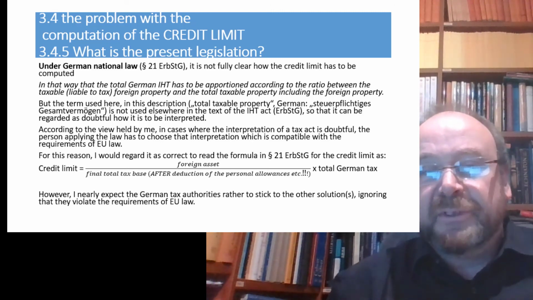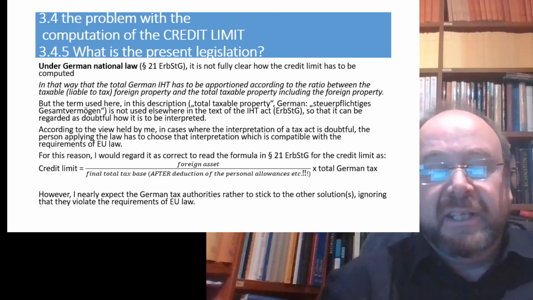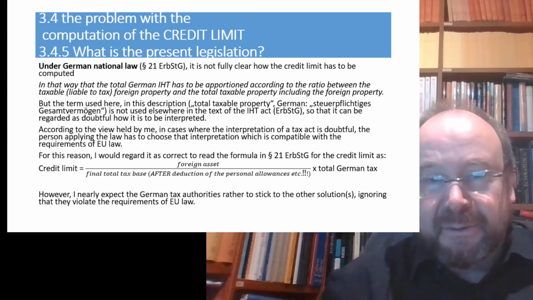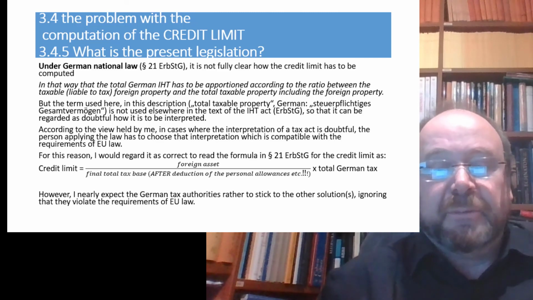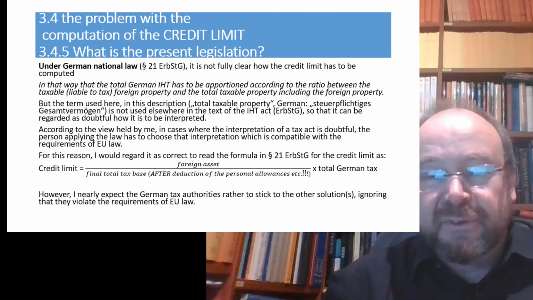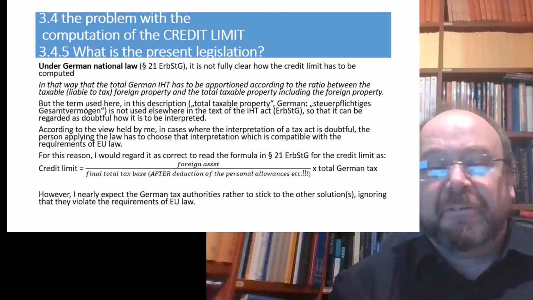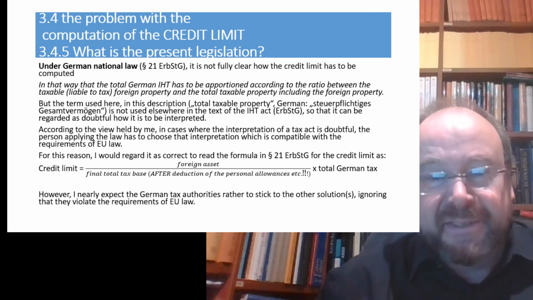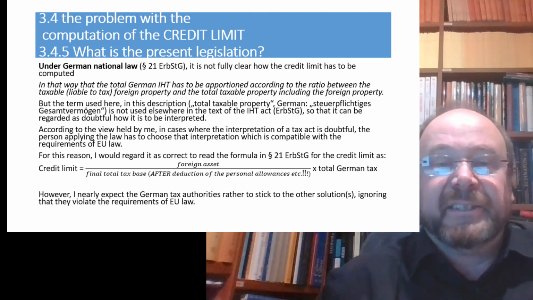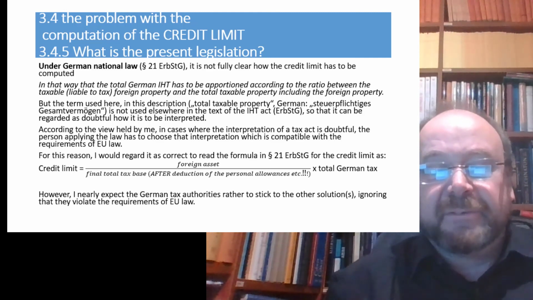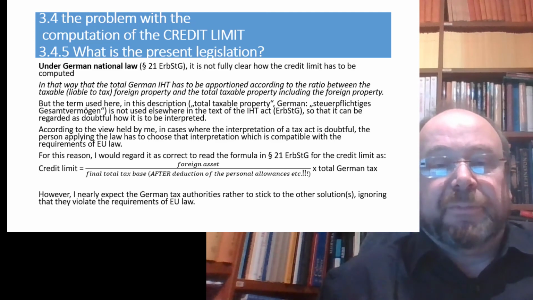Steuerpflichtiges Gesamtvermögen, total property, could mean total property before deduction of the personal allowances. But it could also, because it is called taxable total property, steuerpflichtiges Gesamtvermögen, be interpreted as being the figure which comes out after deduction of the personal allowances. And then in the second case, it would be in line with what the European Court of Justice formula demands.